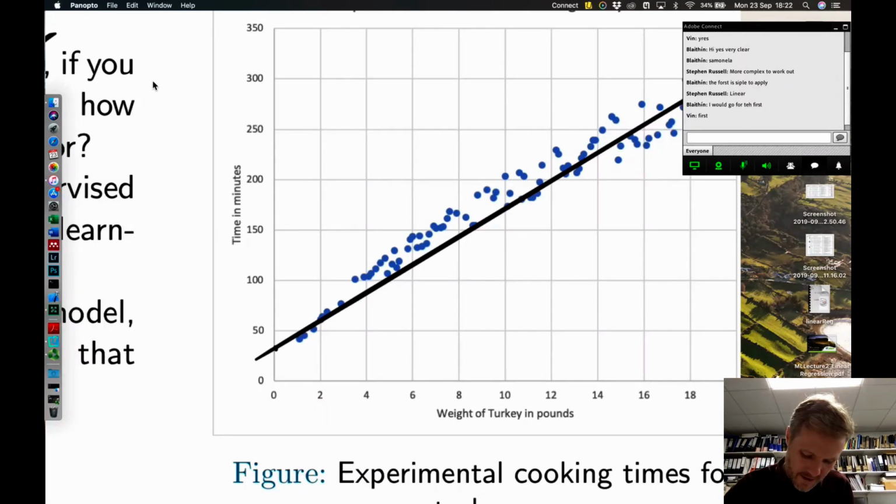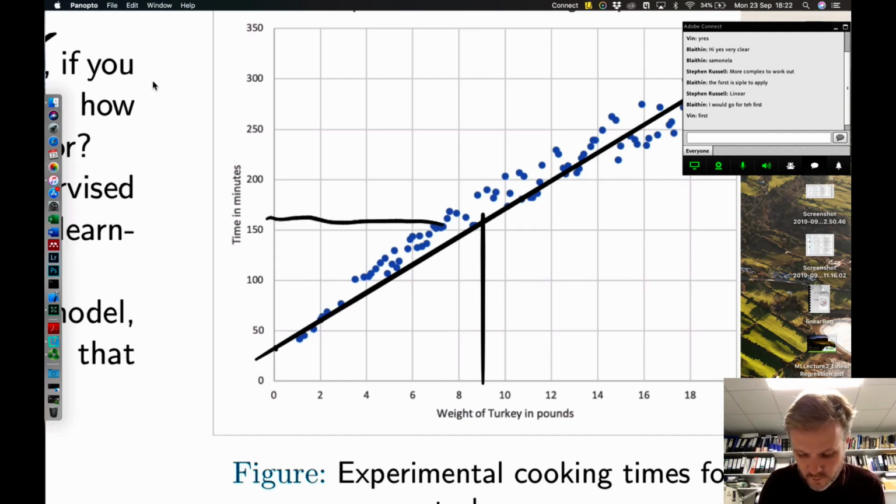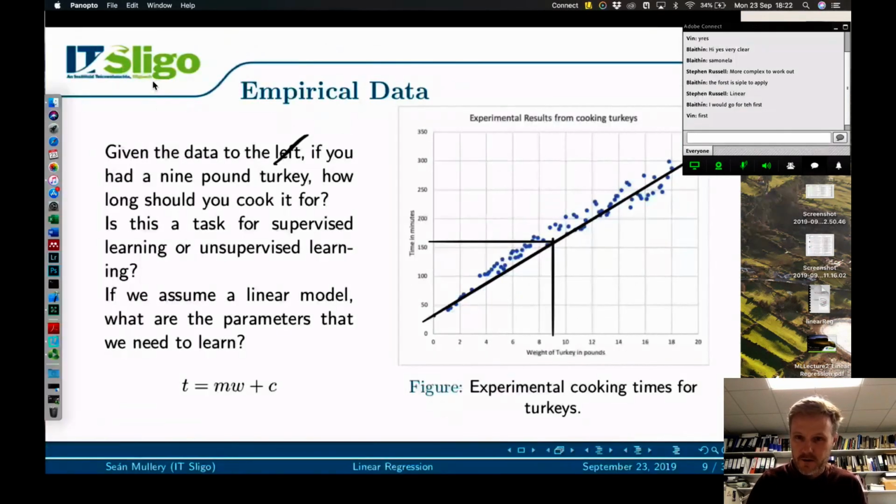And secondly, this straight line is going to be our model. And going with that, we would hit this particular point on the graph, bring our line over there, and say, okay, you're going to cook it for maybe about 160 minutes. So we make our model, a fairly simple model in this case, from the data that's there. And then from that model, when we have a new turkey that we want to cook, we use that model to make our decision.